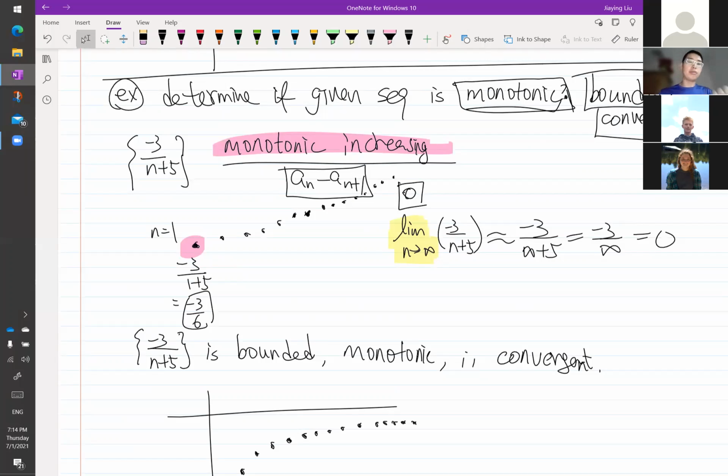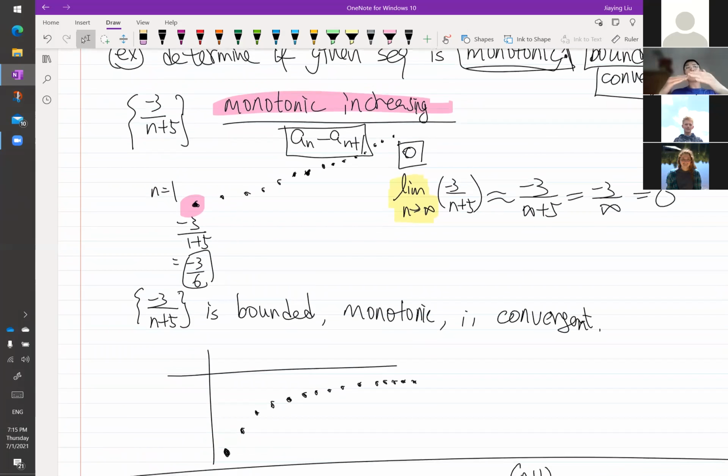To do that for the beginning element, you just plug in 1 for n. For the ending element, you have to take the limit as n goes to infinity. That's what I did to decide if it's bounded. It only works for monotonic. If it's not monotonic, you cannot find the bounds this way. There will be other techniques that we have to adapt.